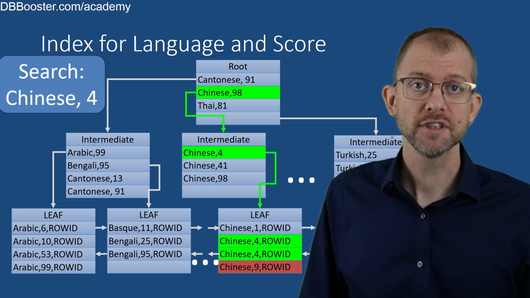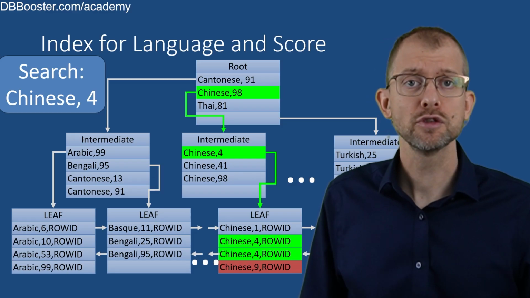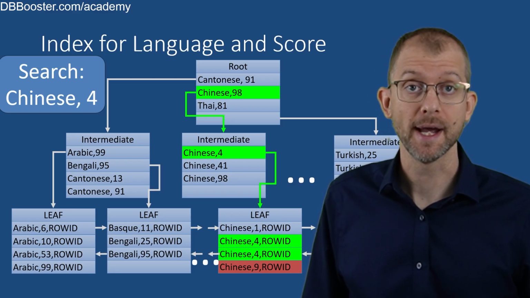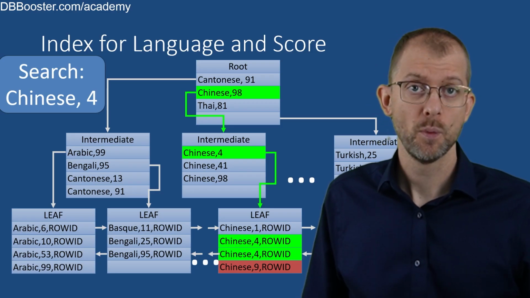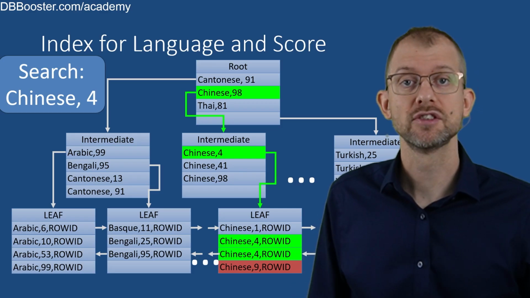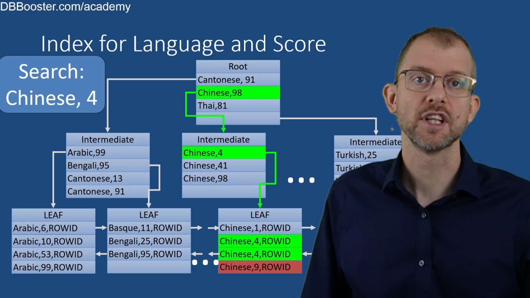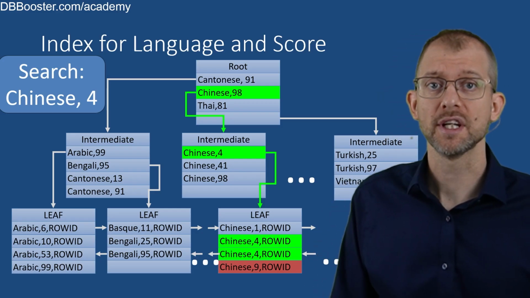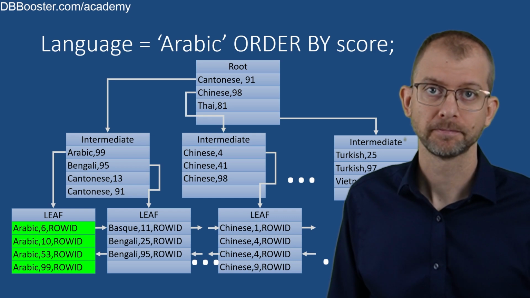However, cost isn't driven by selectivity alone. It also depends on the shape of the query. Take order by. A range scan isn't only for searching. When the order by matches the index order, the engine can stream rows already sorted, so no extra sort step is needed. Let's say I want all movies in Arabic ordered by score.